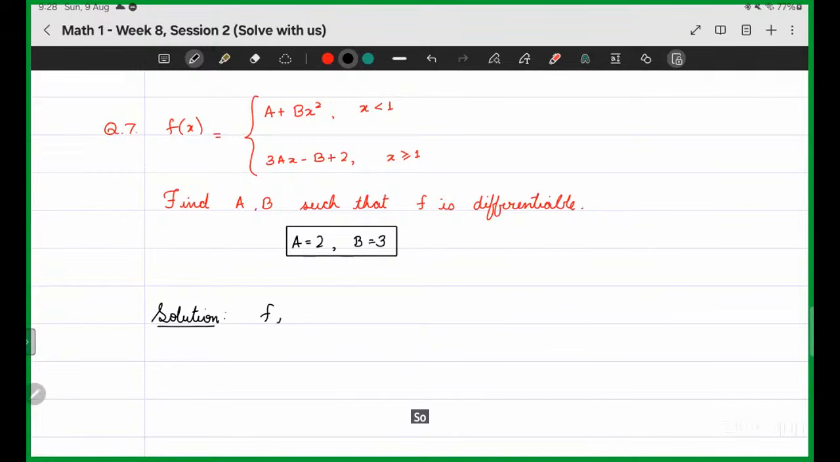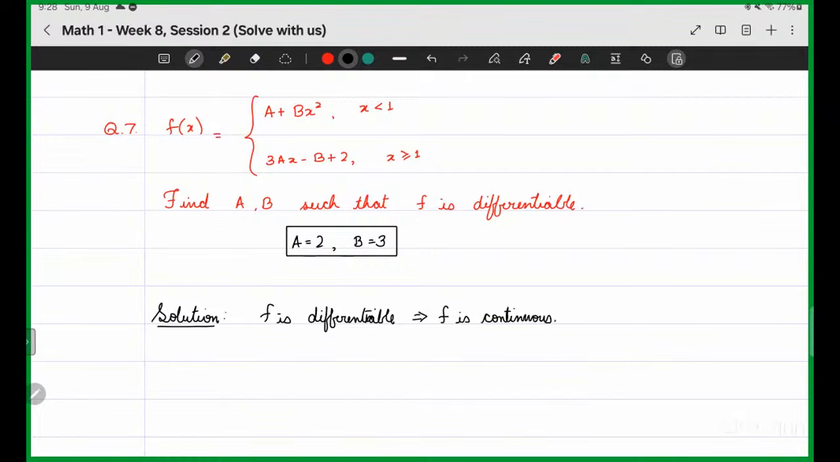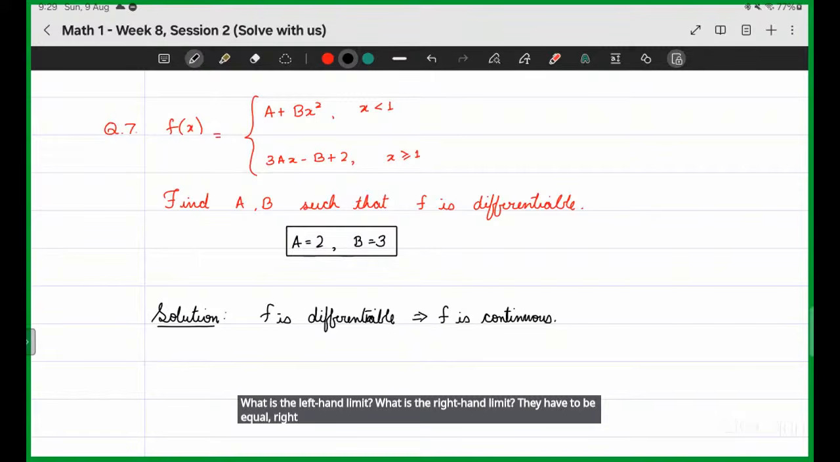So the first point is that probably this was not mentioned in the summary session yesterday. It is an important point. This has to happen. Yes. Okay, so now can you get a relation between A and B using continuity? What is the left hand limit? What is the right hand limit? They have to be equal, right? For continuity in the first place.